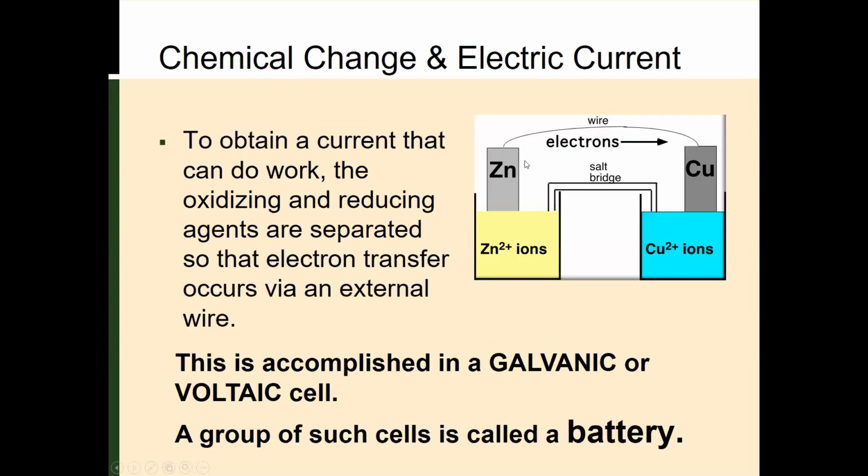So what we can do is separate it into two half cells. I can put zinc in a solution of zinc ions, copper in a solution of copper ions, and add a salt bridge to give us a circuit, because if I don't have a complete circuit, electrons can't flow. Then I can put a wire between the two electrodes, or pieces of metal, and electrons will flow through that wire. Okay, this is accomplished in a galvanic or voltaic cell, two different terms for the same thing. And if I put a group of these together, it's called a battery.